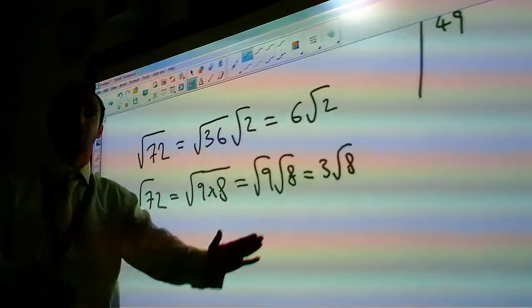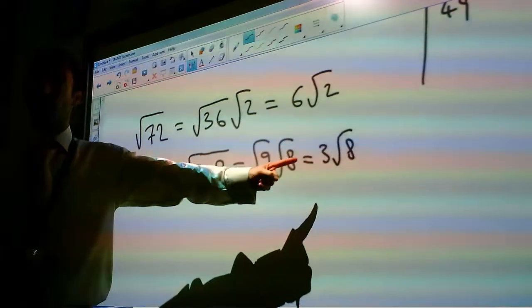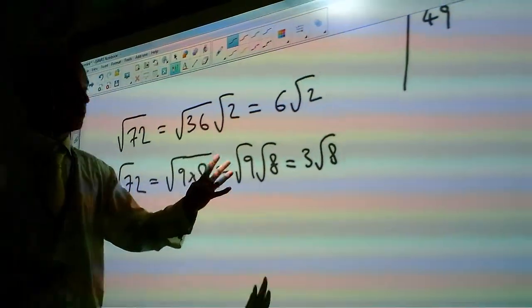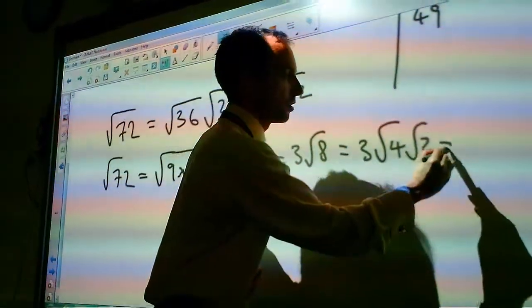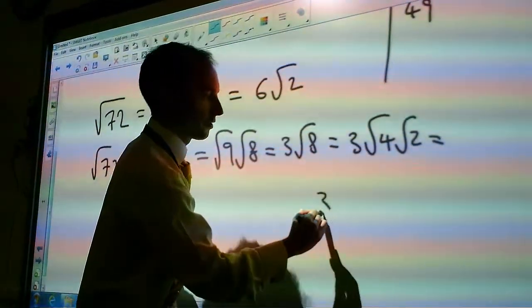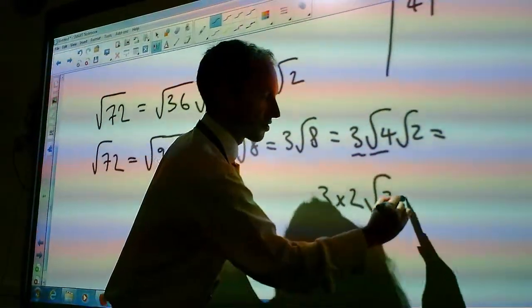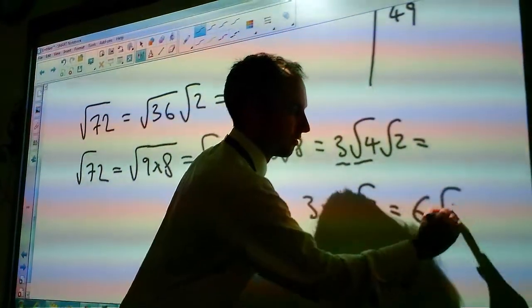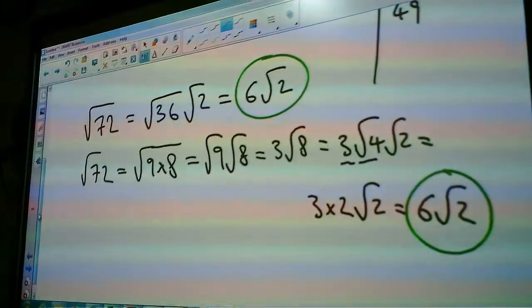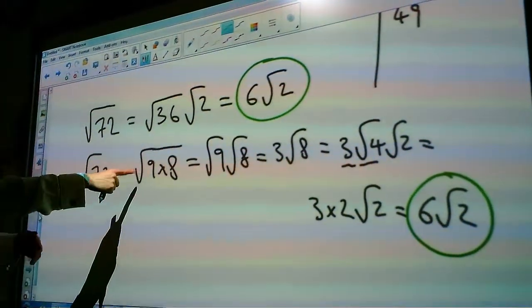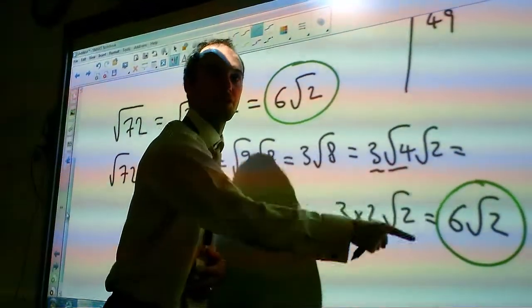You know, like when you cancel your fractions down, you go, can I continue? You can continue here. Can you divide it by a square number? Yes. Divide it by 4. So we can continue. So that's 3 root 4 root 2, or in other words, 3 times 2 root 2, or in other words, 6 root 2, and it matches with that one. We didn't think so much here. We went for the obvious one, the 9, and it took a little bit longer to cancel down, but we got to the same answer in the end.